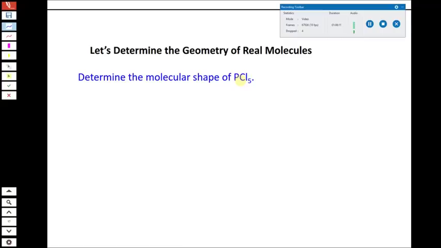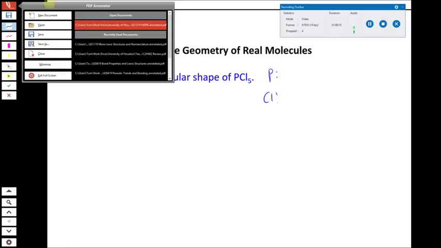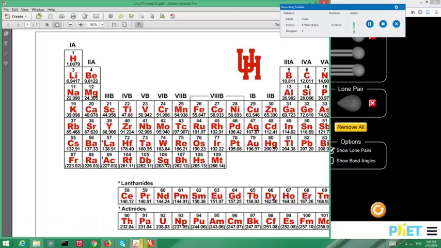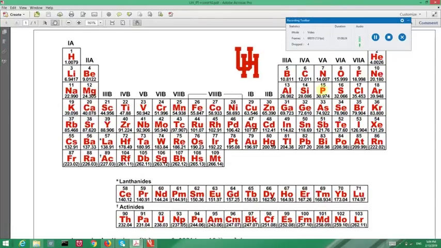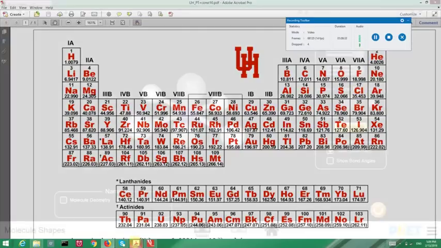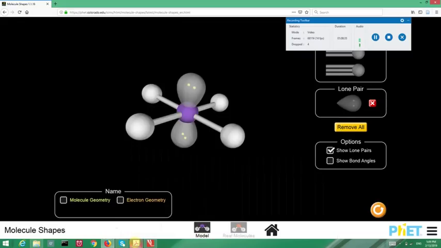All right, so if we do PCl5, let's start from the beginning drawing this structure. We count electrons, phosphorus and chlorine. Going back to the periodic table, we see that phosphorus is here in group 5, so it's going to contribute 5 valence electrons. Chlorine is in group 7, so they each contribute 7 valence electrons. So to draw the Lewis structure, we start by counting electrons.